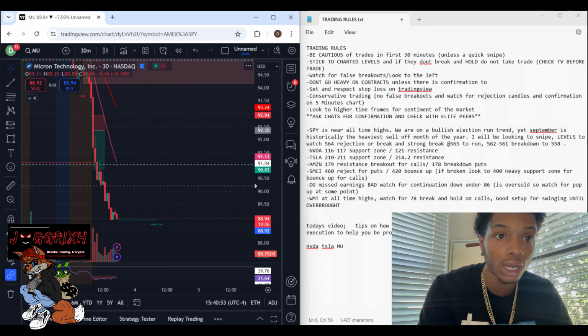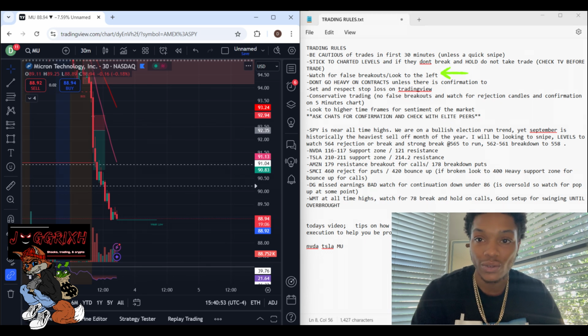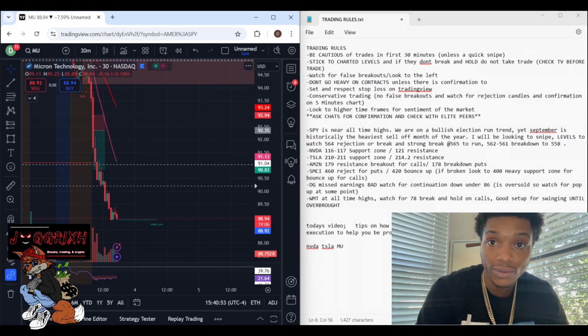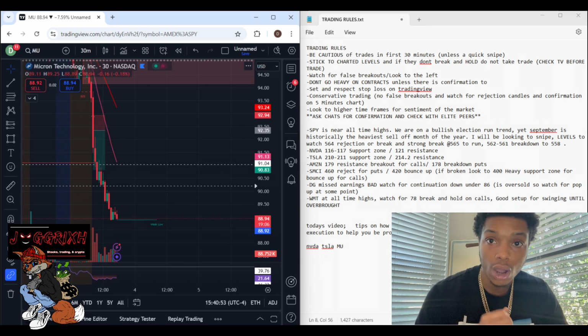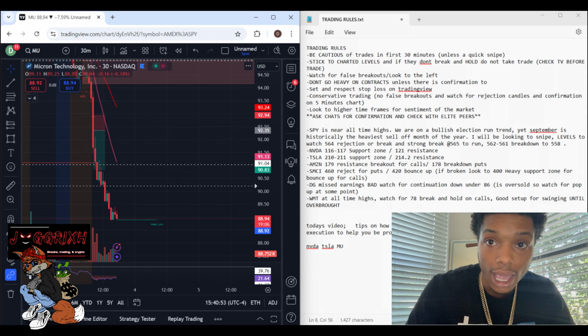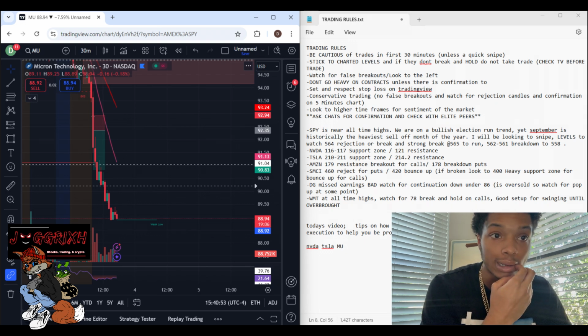The next one I want to talk about is, again, watch for false breakouts and look to the left for key support and resistance zones, man. Before you take a trade, you always want to make sure, okay, is this really a key level, or am I just hopping in just to hop in and gamble my hard-earned money with this?